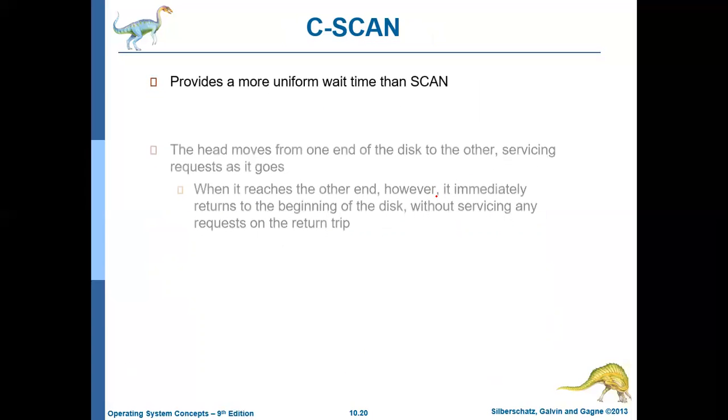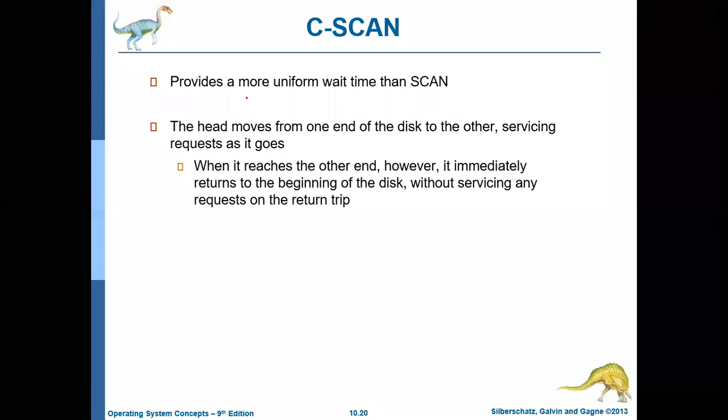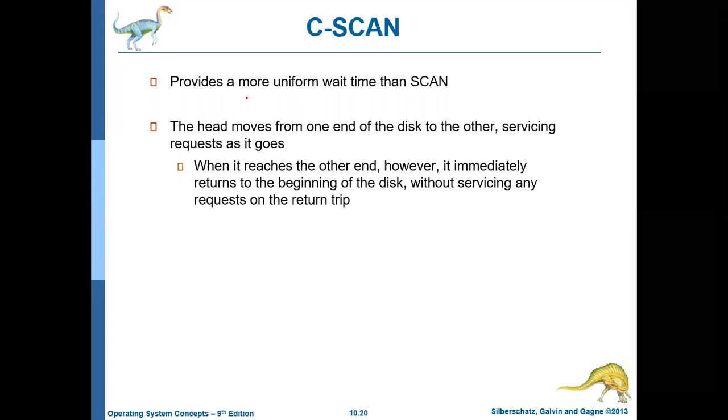The next algorithm that we'll be discussing is C-scan. Actually, C-scan is a variation of the scan algorithm. It provides a more uniform wait time than scan. In the scan algorithm, if the data requests were uniformly distributed across the disk, and the head is moving in one direction, then the request in the other direction has to wait for a longer period of time when compared with the request in the direction in which the head is moving initially.